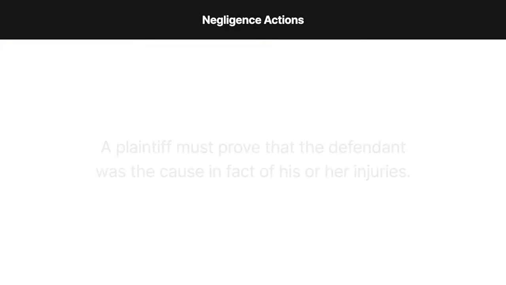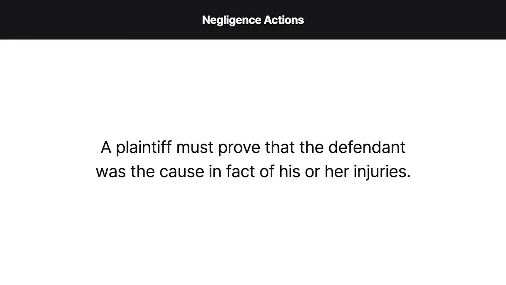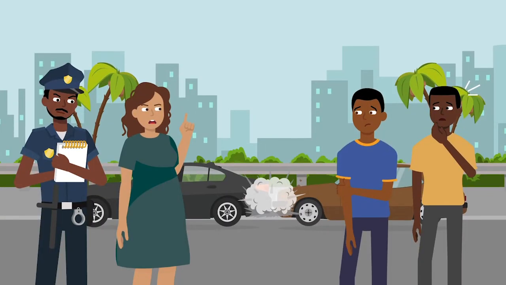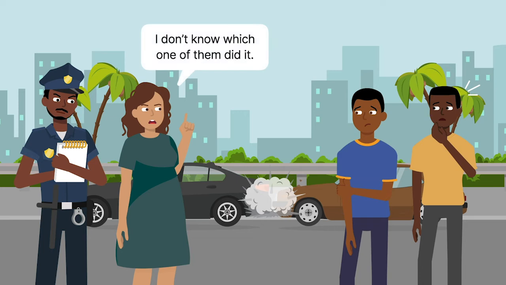In negligence actions, a plaintiff must generally prove that the defendant was the cause in fact of his or her injuries. However, if there are multiple tortfeasors, a plaintiff may not be able to determine which one of them caused his or her injuries, although it's clear one of them did. Under these circumstances, the doctrine of alternative liability allows a plaintiff to shift the burden of proof to the defendants to prove they didn't cause the plaintiff harm.